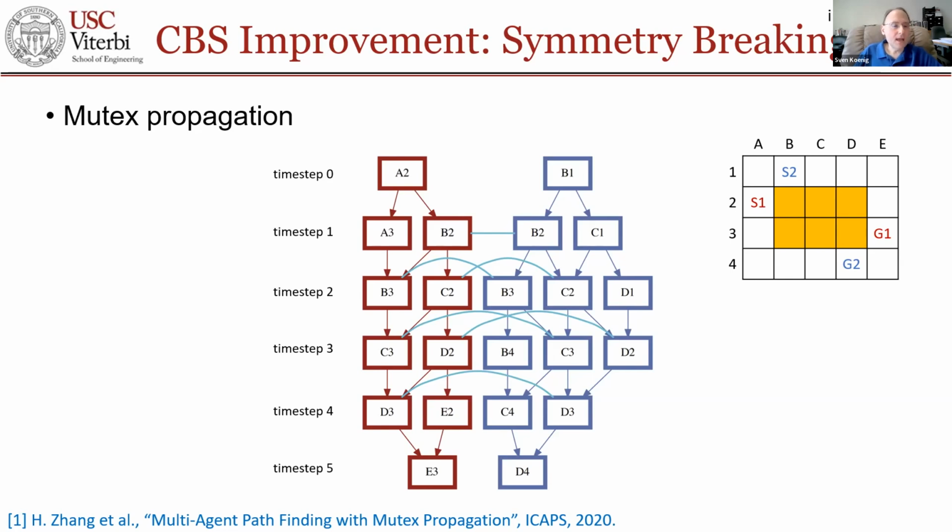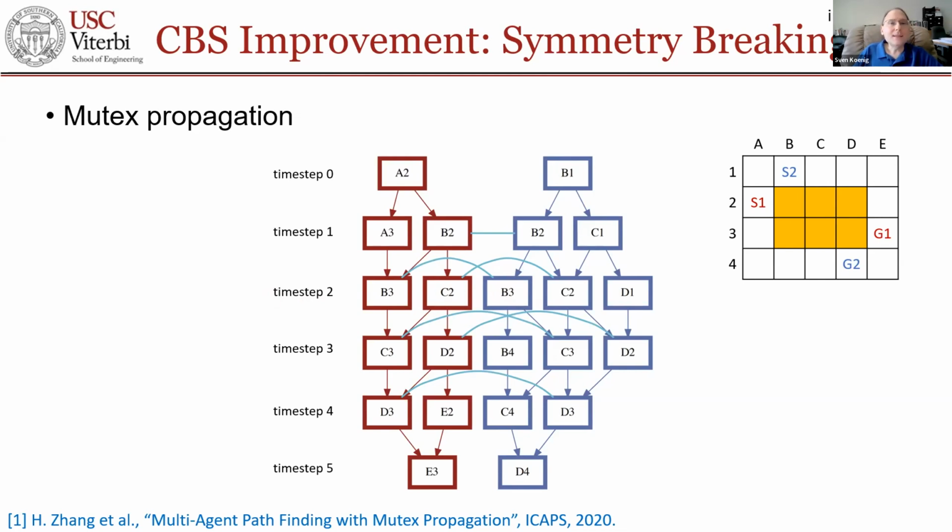And let's look at, say, this node here. I claim that it cannot happen that the red agent is in this node, so at location C2 at time step 2, while the blue agent is at this node. So while the blue agent is at location B3 at time step 2. So why can't that happen?